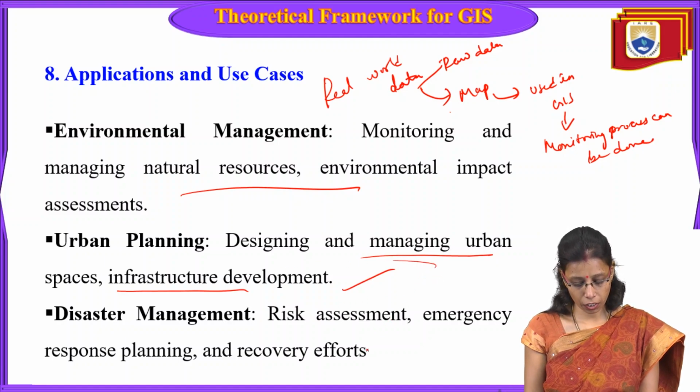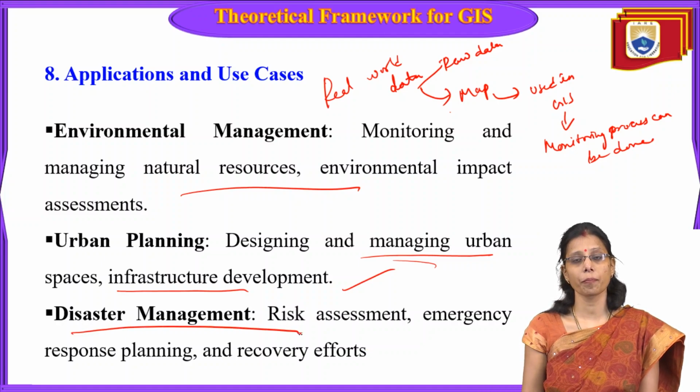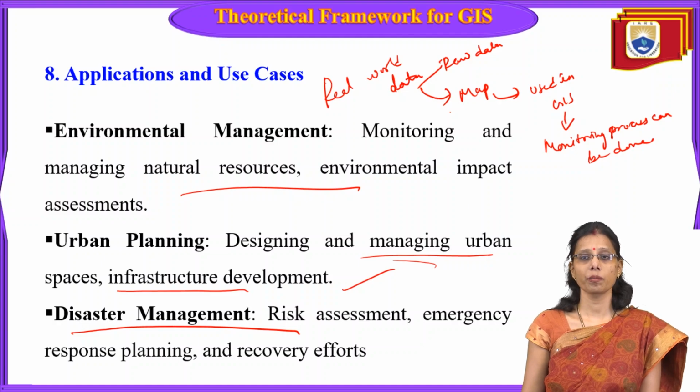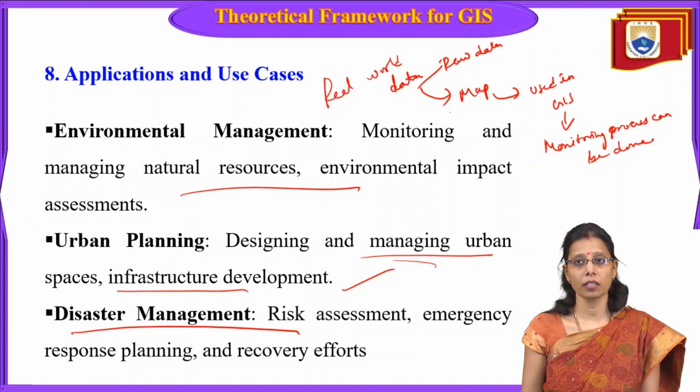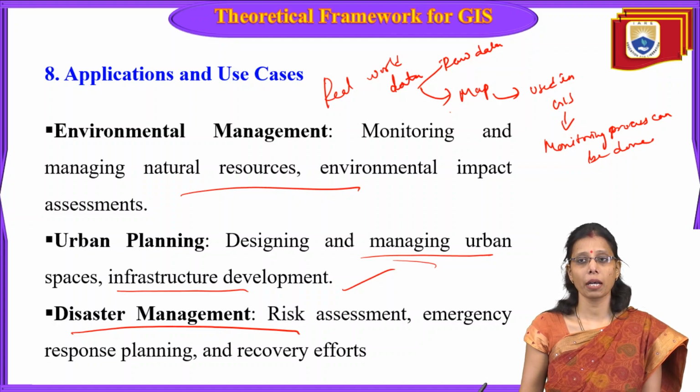Next is disaster management. Disaster management is also one of the important elements here. If you want to find out the risk assessment, what is risk assessment? Risk means finding the risky places, which places are in the risky areas, which places are in the vulnerable areas. If you want to find out all those areas, you have to convert this real world information to an image format or the map format. Then only you can go with this process.